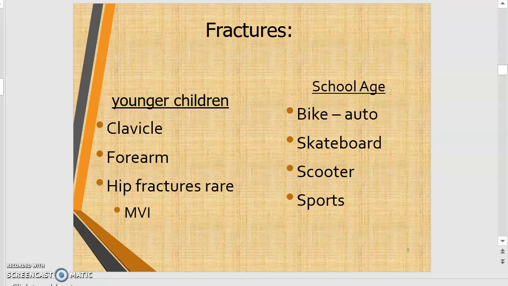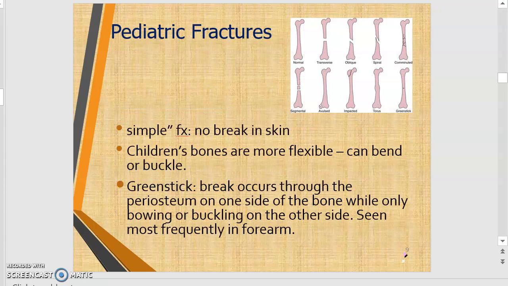imperfecta. Okay. Fractures in young children, school-age children. Again, from various reasons, but kids can have bike accidents, skateboarding, scooters, all kinds of sports activities. Here are some of the pediatric fractures.